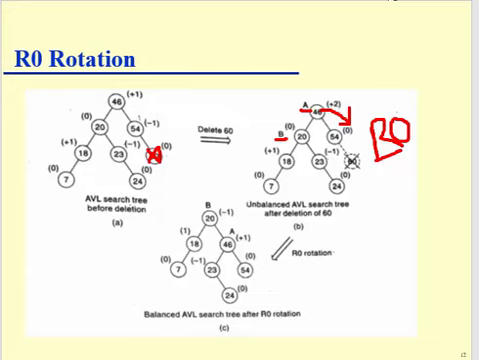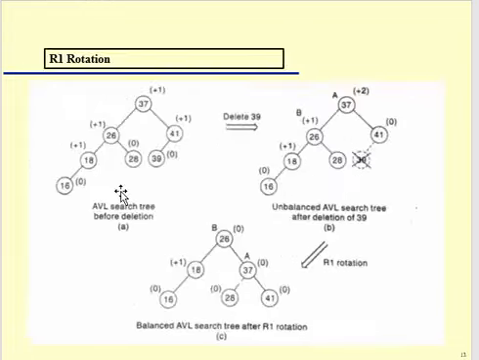So after the deletion you need to find out the rotations, whether this is R or L. Okay, I'm taking one more example. You take this one. Suppose this is your AVL tree.